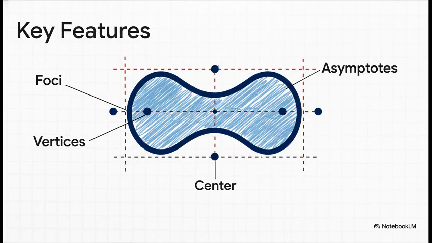Okay, let's quickly run through the other key players here. You've got the foci, those are the two magic points that started this whole thing. Then the vertices, which are basically the turning points of the curves. Right in the middle of it all, you have the center. And then, see those dotted lines? Those are the asymptotes. They're like invisible guardrails. The curves get closer and closer and closer to them as they shoot off to infinity, but they will never, ever actually touch. Pretty wild.